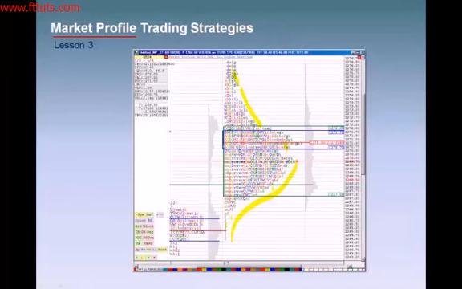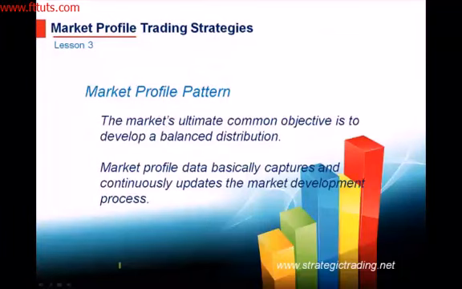The interesting thing is, once this balance is developed, this is when you are likely to see some sort of directional movement ensue. So let's review again. The market's ultimate common objective is to develop a balanced distribution. Market profile data basically captures and continuously updates the market development process to show us this activity between balance and imbalance.